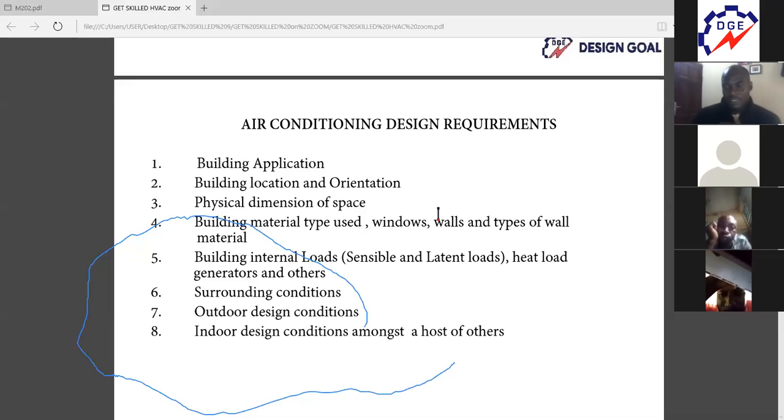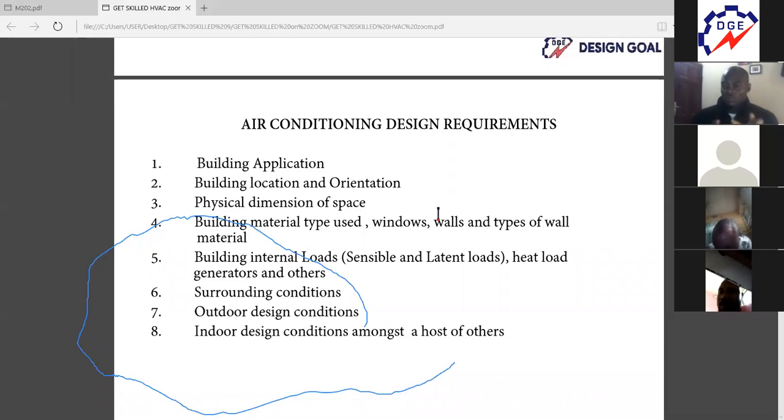What building application means is, we have different kinds of buildings. We have residential buildings, office buildings, industrial buildings, hospitality buildings. Then we have convenience buildings. We also have event buildings, which require a very large number of people at different times. Let's call them congregational buildings, auditoriums, and the rest of them.